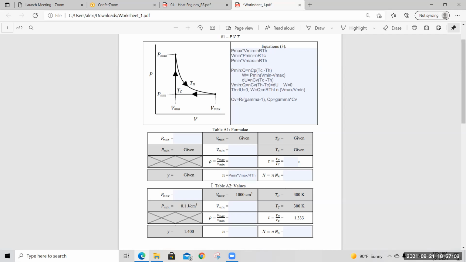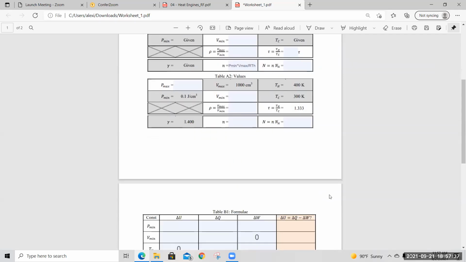Table A2 now. Just look at table A1, except sub the values now, that's all. So you just found the formulas from table A1, and you have the Vmax is 1,000 cubic centimeter, TH 400K, TC is 300K, and Pmin is 0.1 joules per cubic centimeter, and gamma is 1.4. So basically we have to solve these equations and plug in the numbers. So we're done with table A1 and table A2. Let's go now to the next page, please.